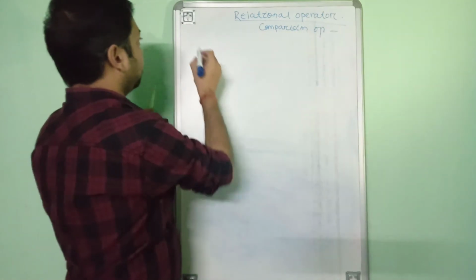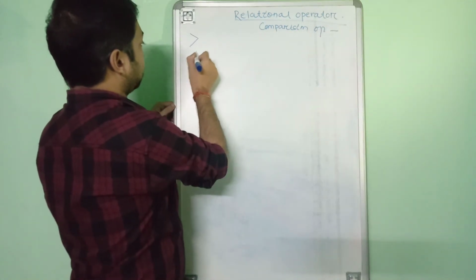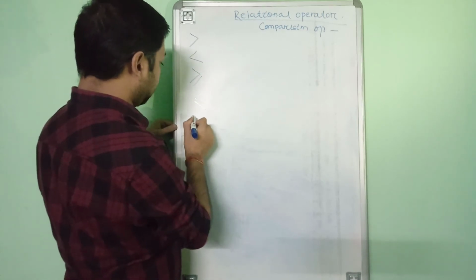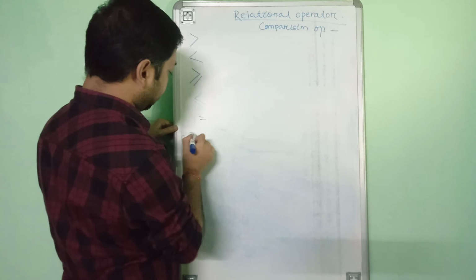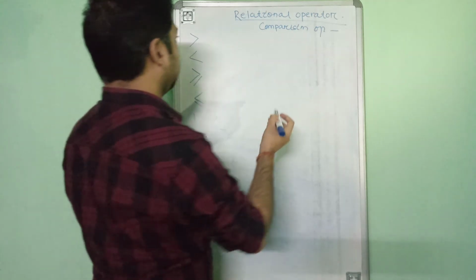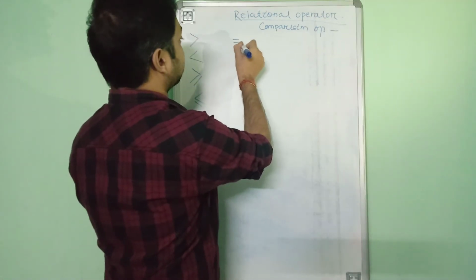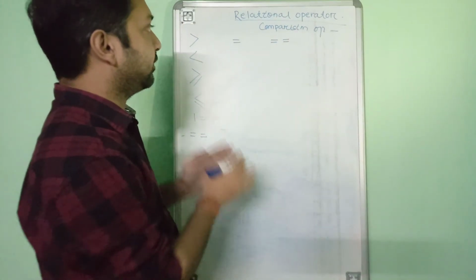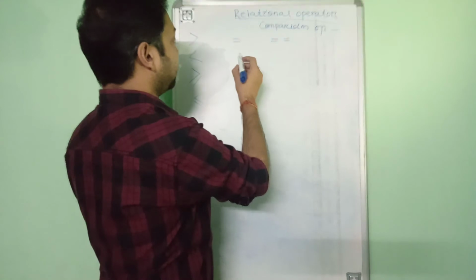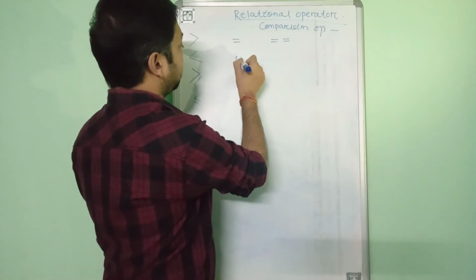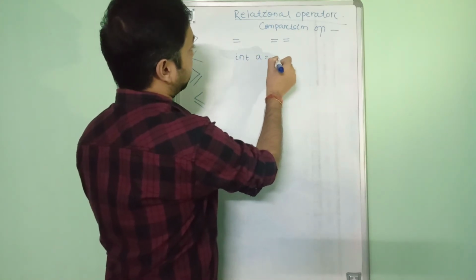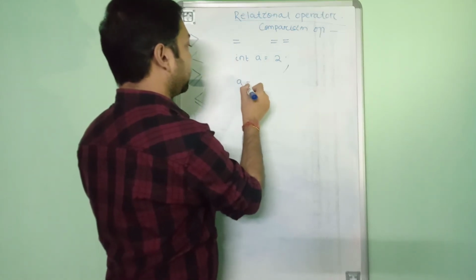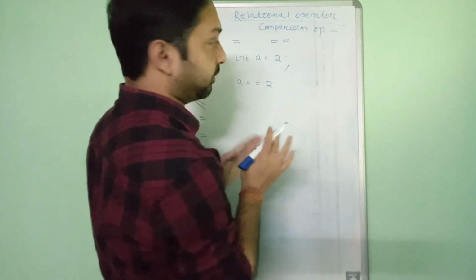So you can see that is greater than, less than, greater than or equal to, less than or equal to, not equal to, and equal to equal to. Previously we already learned about assignment operator, and this is your comparison operator. So what is the basic difference between equal to and equal to equal to? Let us consider an example, A equals to 2. This is a question. Again I am writing here A equals to 2. So what is the basic difference?